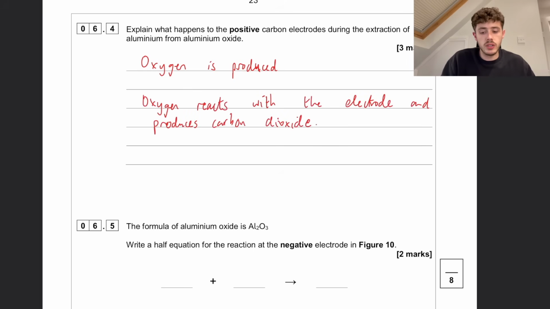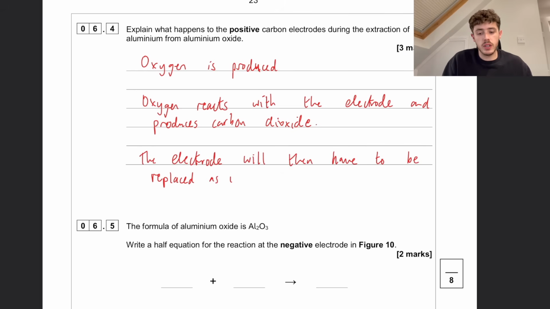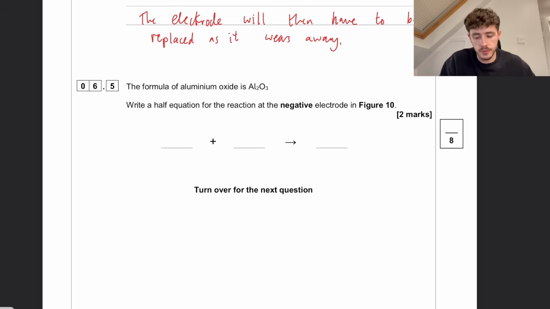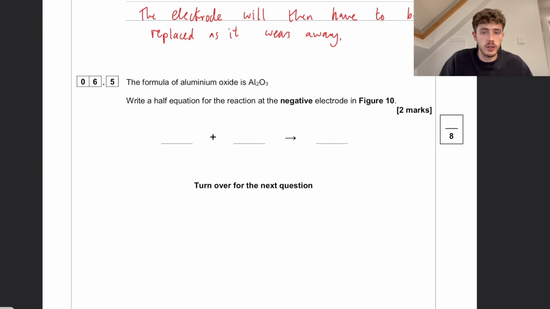Just to be clear, the reason that it produces carbon dioxide is because it's a carbon electrode and you're mixing oxygen with it, which are the two things that are used to make carbon dioxide. And because of this, it's going to be stripping the carbon from that electrode. So over time, it will have to be replaced because it will start to wear away. And that is the 3 points to get you 3 marks.